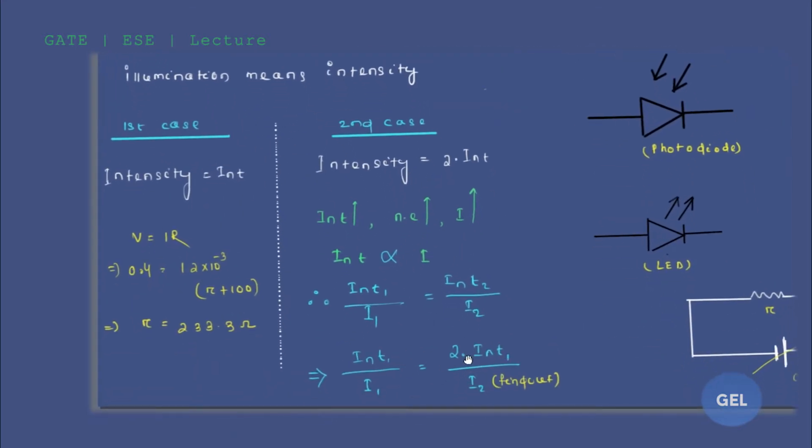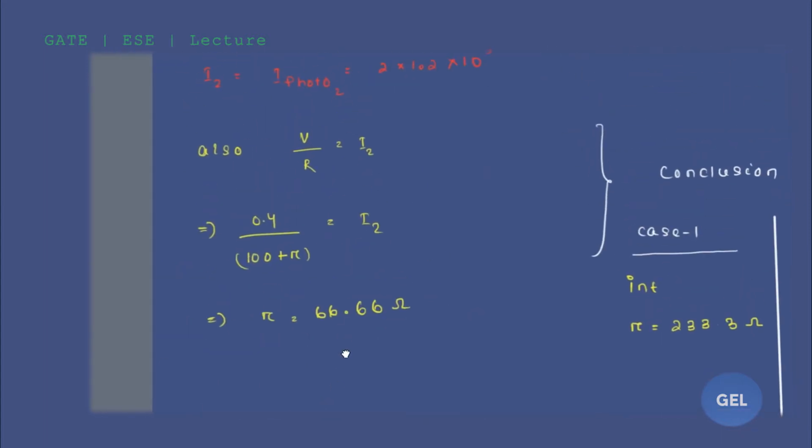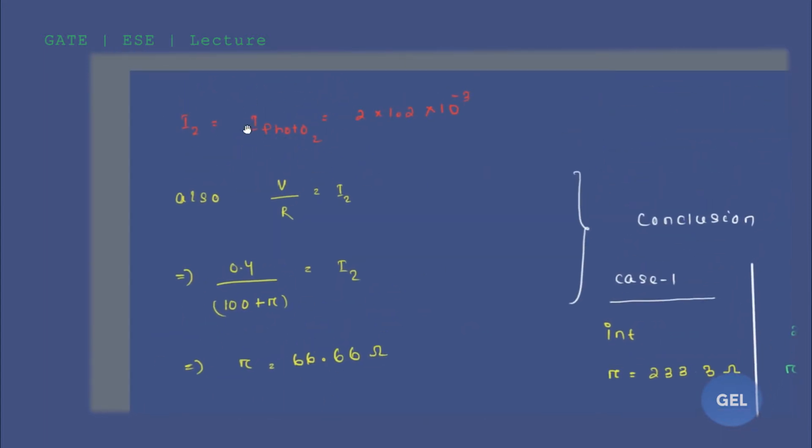Now if you solve this equation, I1 is given as 1.2 milliampere, and I2 I need to find out. Now this 2 will be cancelled out, correct? This is also given. Now if you want to calculate the I2 value, in the second case, with increased photo illumination, you'll get this value, right?